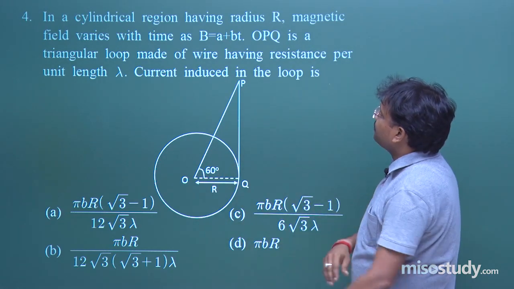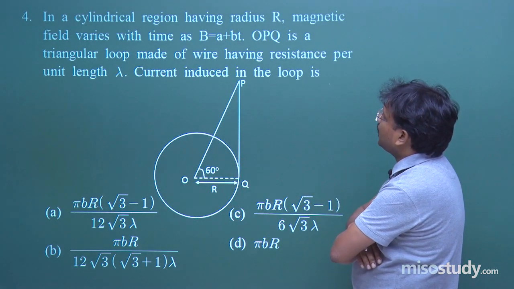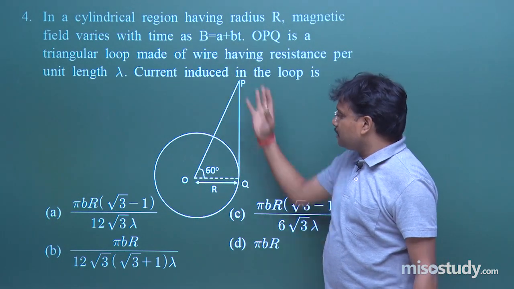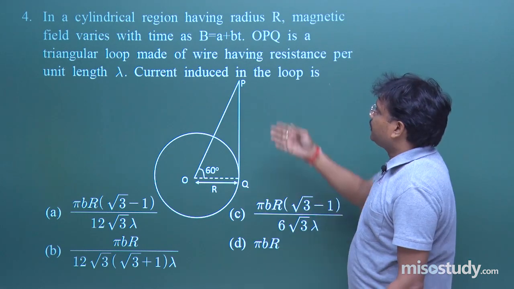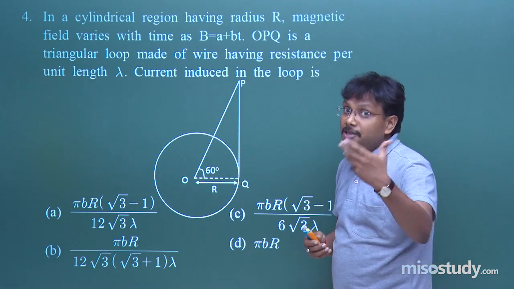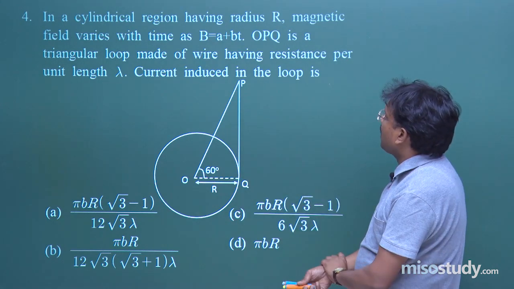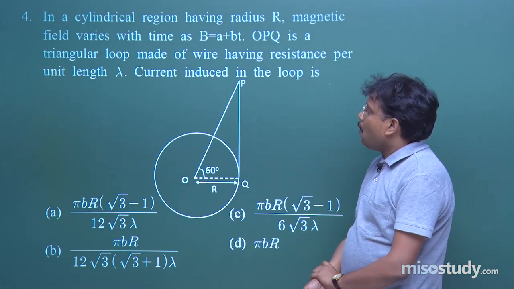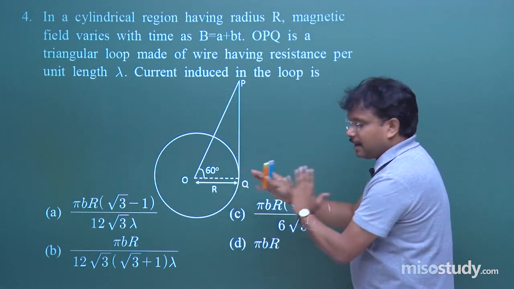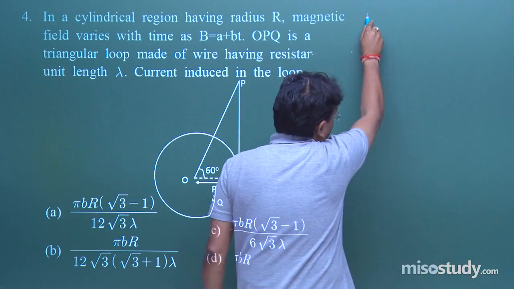In a cylindrical region having radius r, the magnetic field varies with time as B is equal to A plus BT. If the concepts are clear, understanding this line is not a problem. With time the magnetic field is changing, so ultimately the changing magnetic field is producing this induced EMF. OPQ is a triangular loop made up of wire having resistance per unit length lambda. Find the current induced in the loop. The question is simple, the diagram is given. Now I am going to explain how to find it. So just take a look properly.